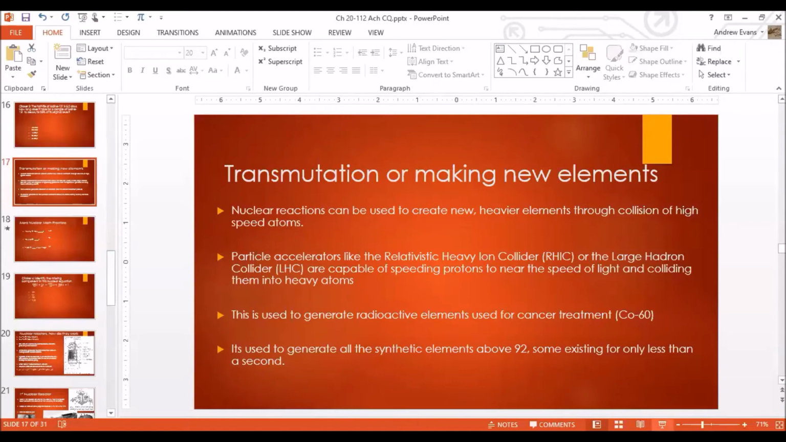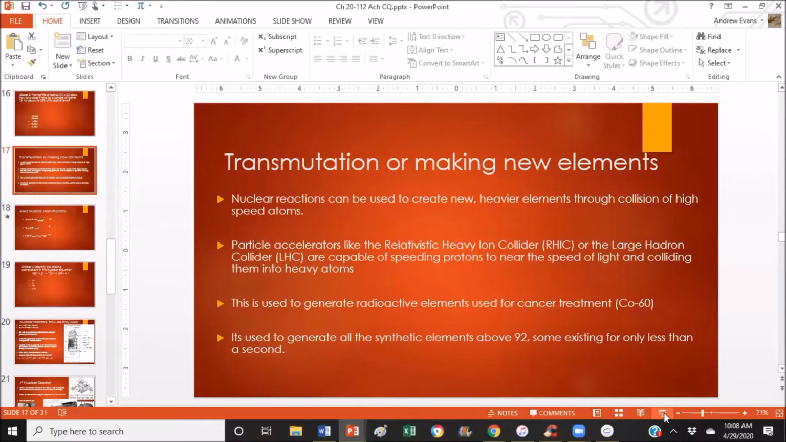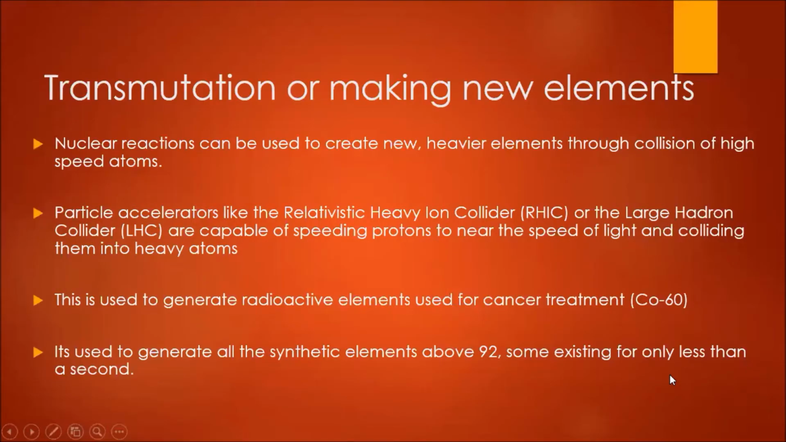So one of the big things we use nuclear reactions for, mostly for research, medical and analytical purposes, is transmutation. Essentially, we create new and heavier elements through collision of high-speed atoms. We have particle accelerators like the Relativistic Heavy Ion Collider or the Large Hadron Collider, which speed up protons to near the speed of light, and they slam into heavy atoms.